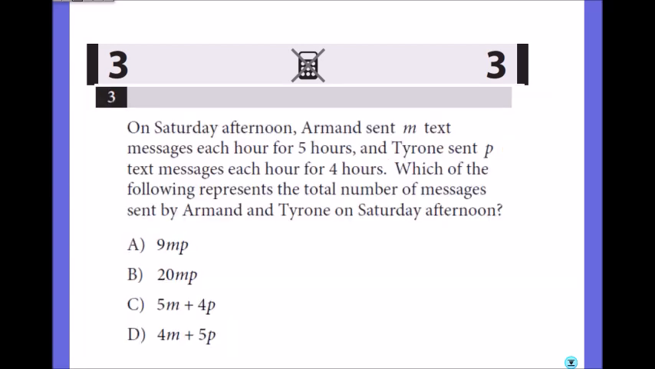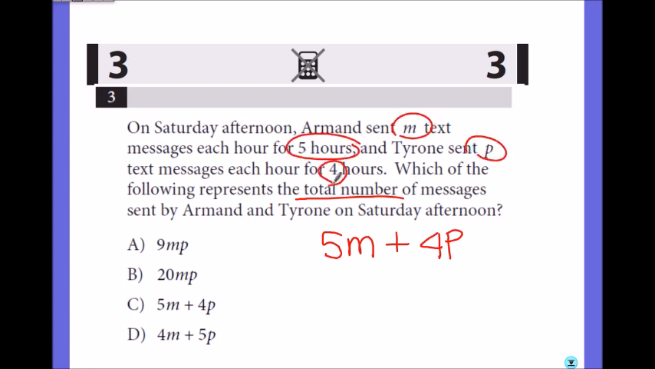Number 3, on Saturday afternoon, Harman sent M text messages each hour for 5 hours, a total of 5 times M. And Tyrone sent P text messages each hour for 4 hours, so that's 4 times P. Which of the following represents the total number? So it's the sum of messages sent by Harman and Tyrone on the Saturday afternoon. So you add them. You just have to match the variable with the number of hours, so it is 5M plus 4P. You can't combine them because they are not like terms.